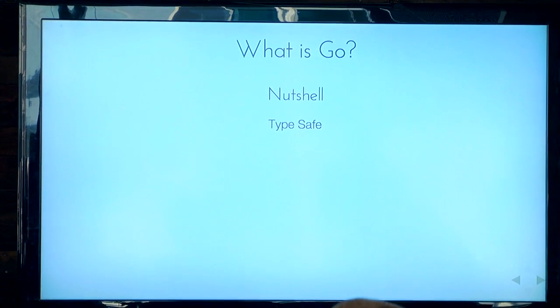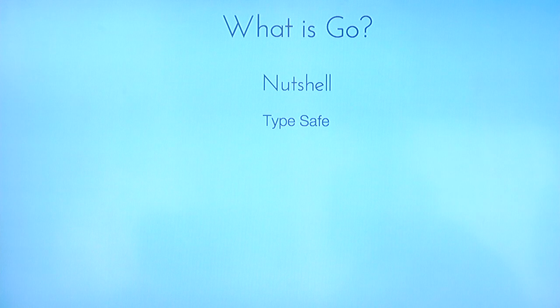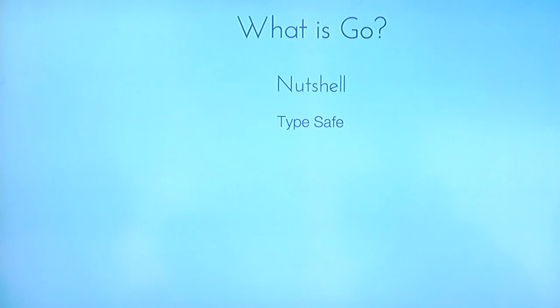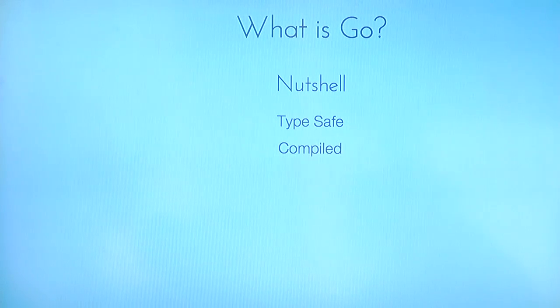So in a nutshell, Go is a type-safe language. If you're not used to working in a typed language, what this means for you is that you will be declaring exactly what types your variables are, exactly what types of parameters your functions will take, and exactly what types of data your functions will return. Go is a compiled language, so unlike a lot of languages we use today, Go went back a step and went more towards C, where the language is actually compiled versus interpreted or run in a virtual machine.